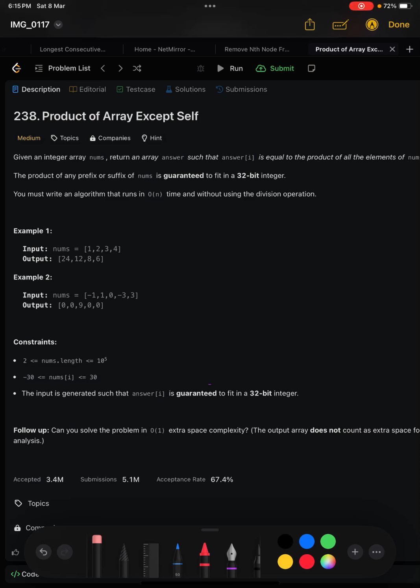Radhe Radhe my brothers. Today I'm going to solve a new question of LeetCode, that is 238, Product of Array Except Self. So what is the question saying?